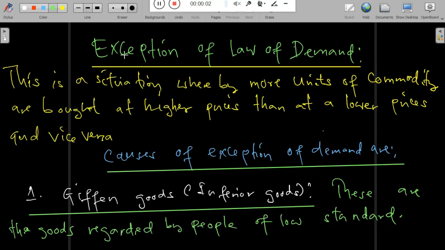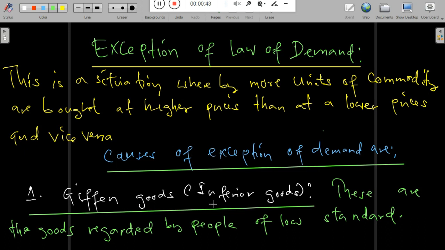Discuss the exceptions of the law of demand. The exceptions of the law of demand are situations whereby more units of a commodity are bought at a higher price than at a lower price, and vice versa. There are different causes of the exceptions of the law of demand, including gifted goods or inferior goods.